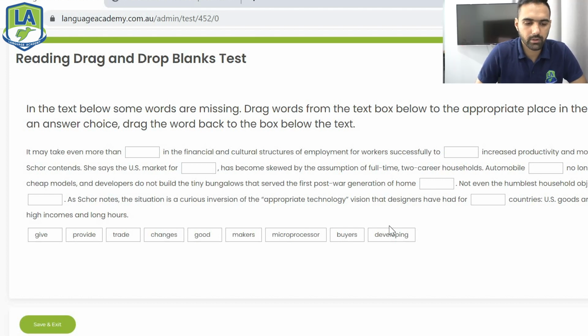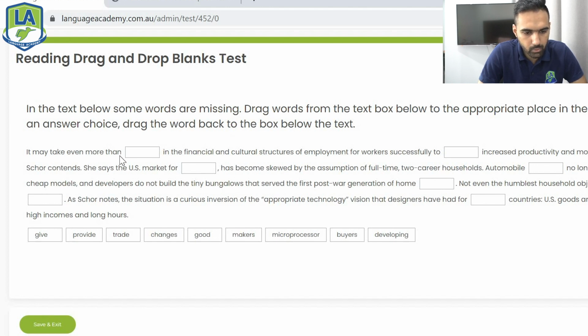Alright, let's have a look at this one as well. What is the passage talking about? It may take even more than dash in the financial and cultural structures of employment for workers successfully to dash increase productivity and money for leisure.